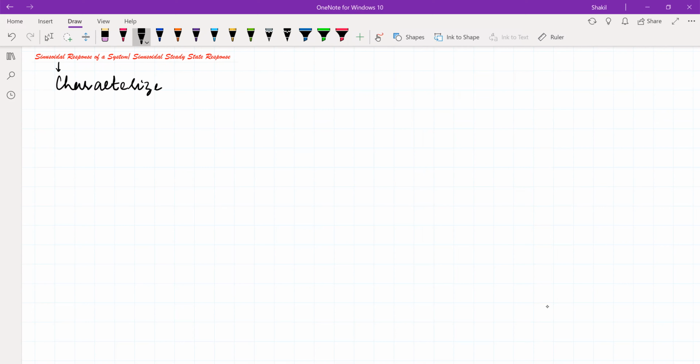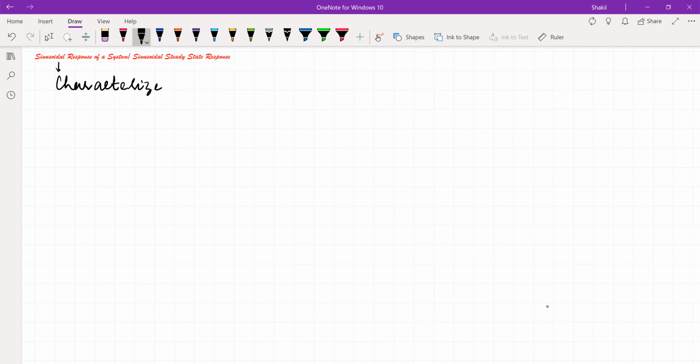And this is very, very popular in network theory. When the input to the network is sinusoidal, the output is referred to as the steady state response of the network. You might have seen this already in network theory.